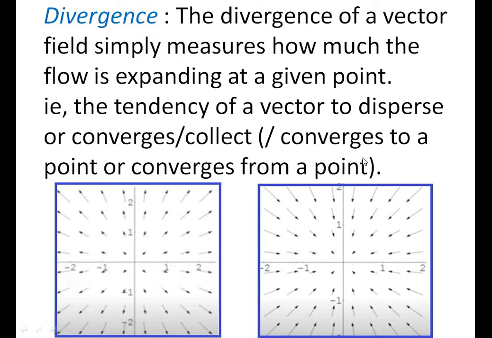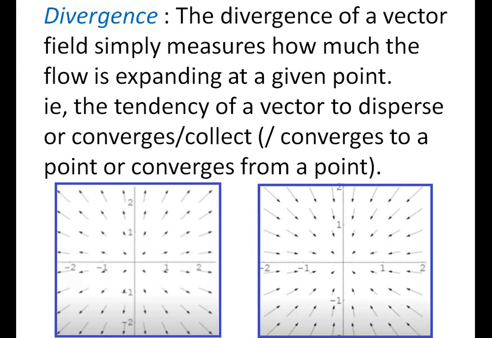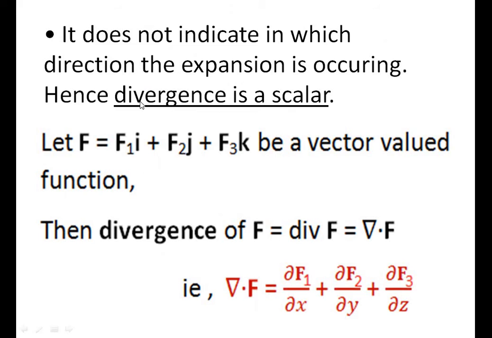Divergence is the convergence of vectors to a point or converges from a point. Okay, then it does not indicate in which direction the expansion is occurring. Therefore, the divergence is a scalar. That is, we said scalar quantity has only magnitude. Then divergence of a vector or two vectors or multiple vectors, which is the tendency of a vector to disperse or converge, which does not indicate which direction, which has only magnitude, then the divergence is a scalar quantity.